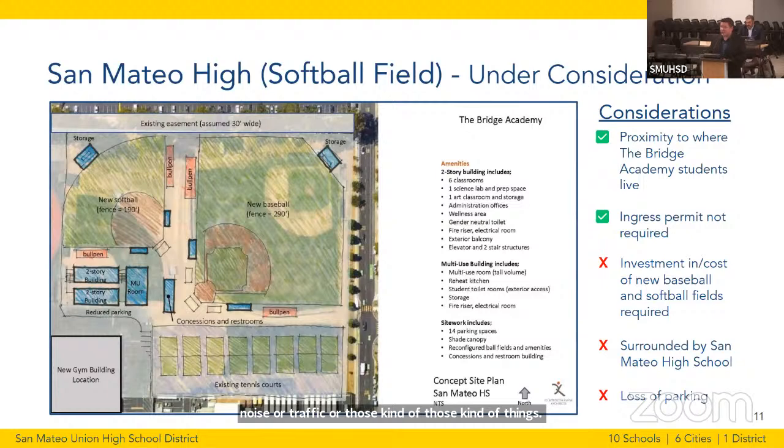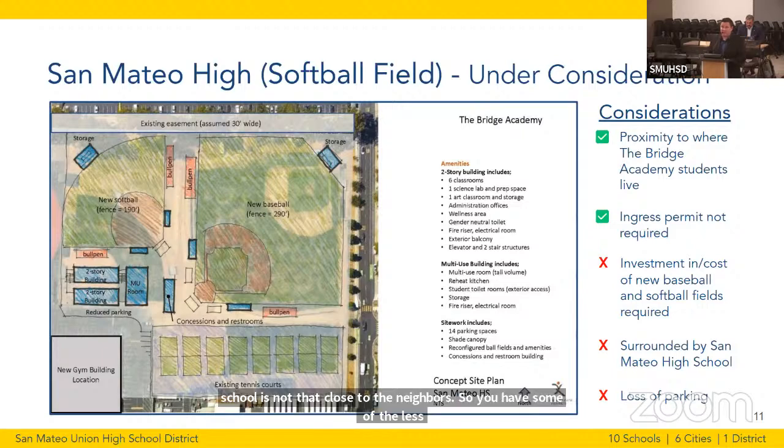This option is another take on the same. So we're talking about the same space. The baseball field stays where it is, just flips orientation. And the softball field moves up closer to the apartments, the Woodlake. And it puts the new potential Bridge Academy adjacent to the new auxiliary gym at San Mateo High School. So it has the same positives and negatives as the other ones, with the exception of the school is not that close to the neighbors. So you have some of the less issues there.